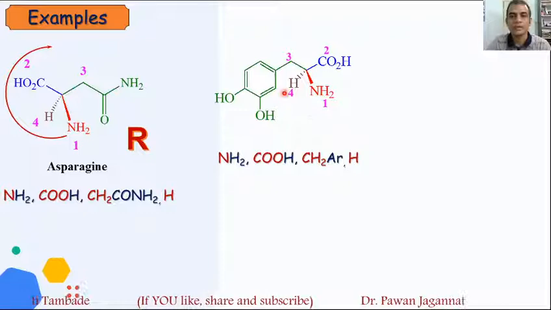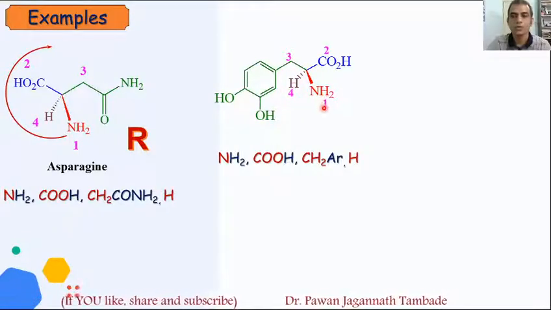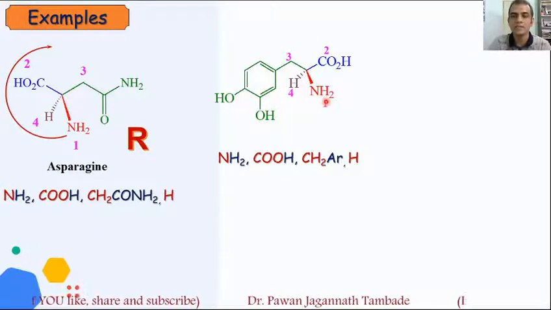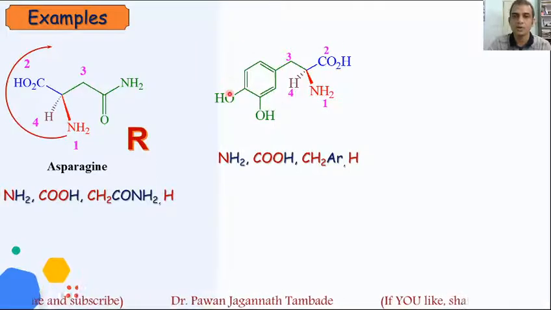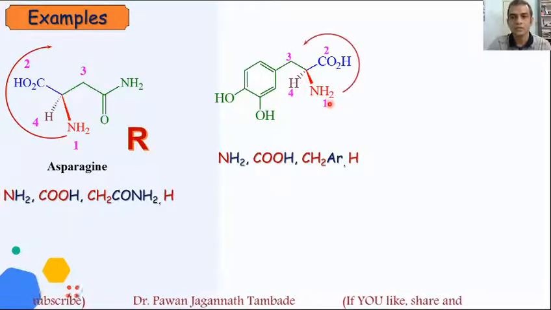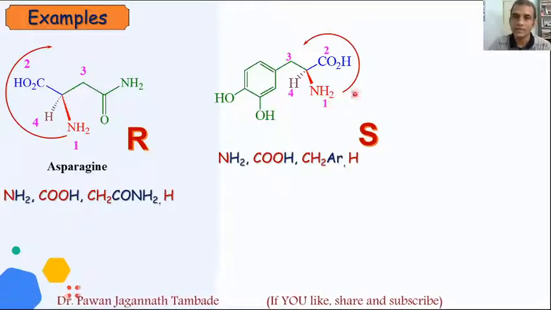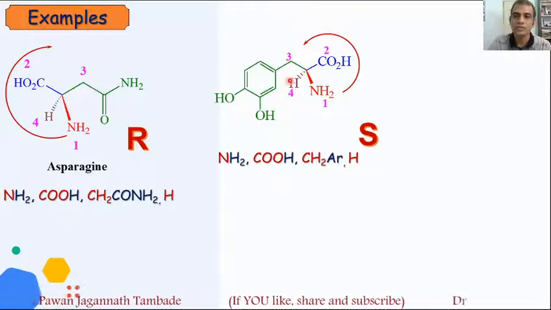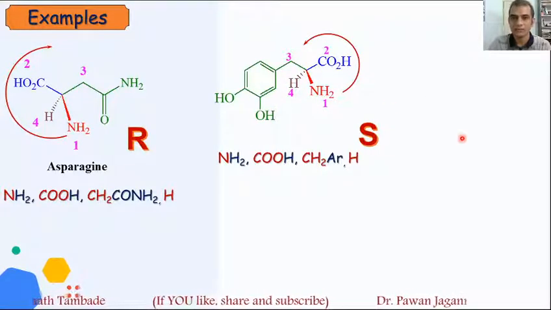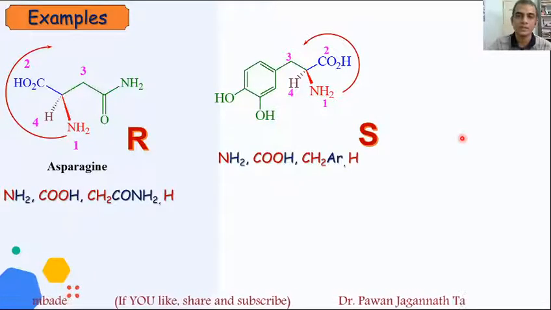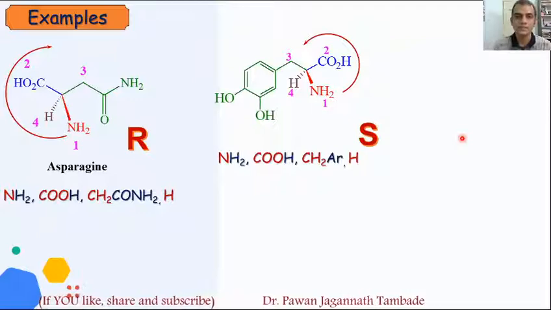The fourth priority atom or group is already present on backside. So when you read this 1, 2, 3, in this case you can read out in anti-clockwise manner, which means this molecule must have S configuration. Dear friends, if suppose this hydrogen is towards the observer, then in that case that S becomes R. We need to apply opposite rule in that particular case. Now we will move towards the last example for this RS system of nomenclature.